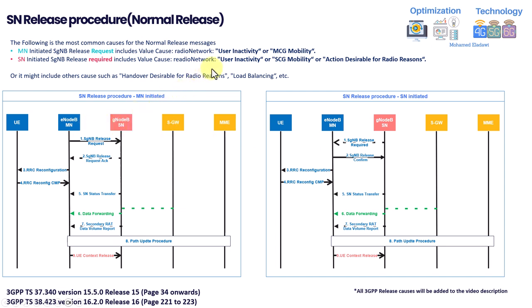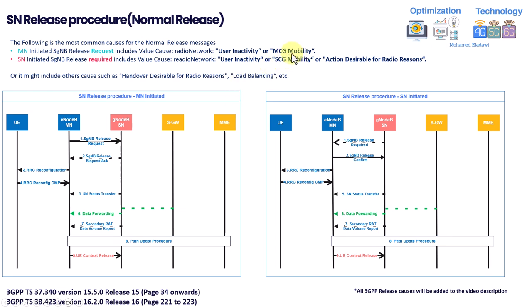This is based on the configuration which you have in the network. So for the secondary node and the MCG mobility, whenever the master node is doing handover to another node which is not an anchor, it will request to release the secondary node because it's not needed anymore, especially when you are moving from one 5G site to a non-5G site.